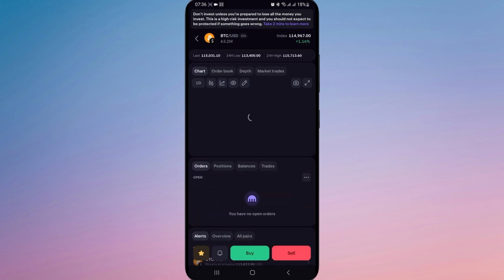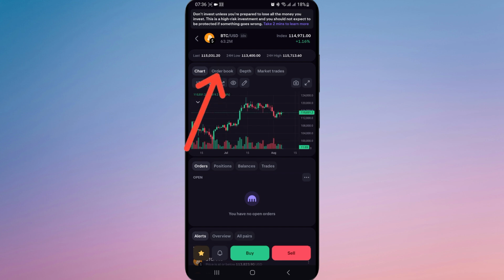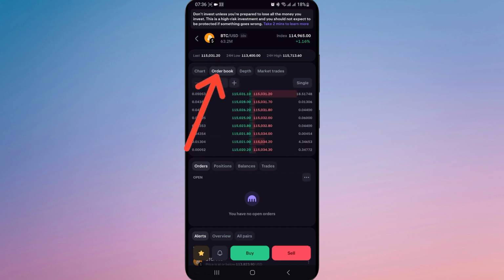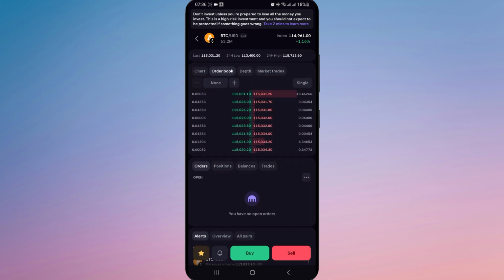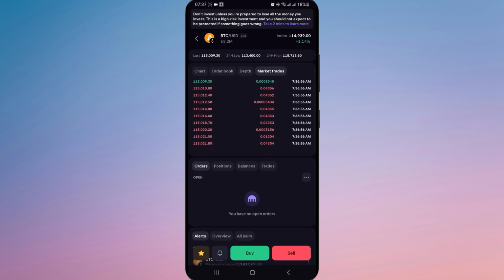The order book shows real-time buy and sell orders with prices and amounts listed. Buy orders are usually shown in green and sell orders in red. Use the order book to understand current market demand and supply. It helps you see where buyers and sellers are placing their orders.